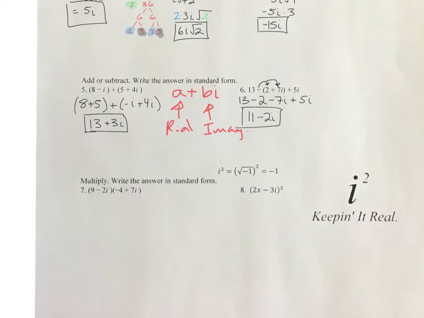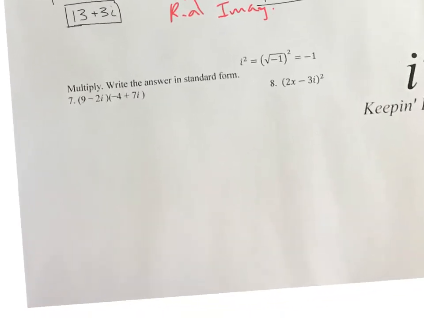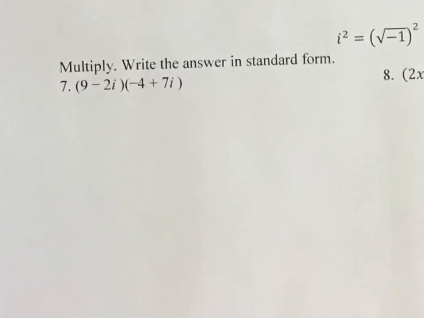Alrighty, now, not only are they adding and subtracting the imaginary numbers, but you could also multiply them as well. We'll talk about division one of these days, but for now, let's focus on just adding, subtracting, and multiplying. Now here, this is a method we've used before. This is the foiling method, okay?